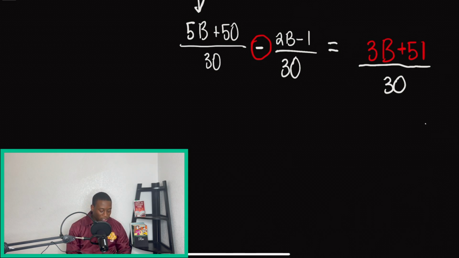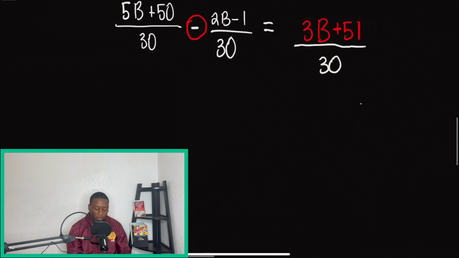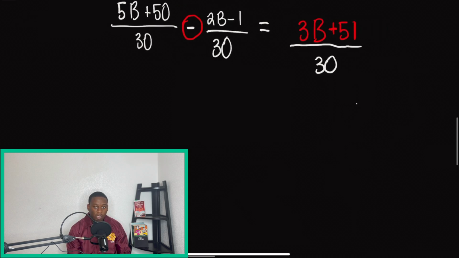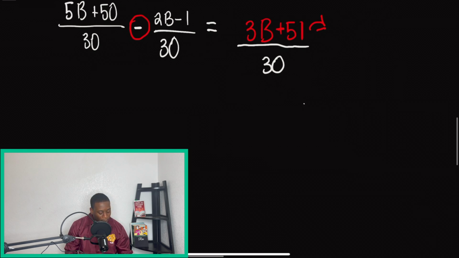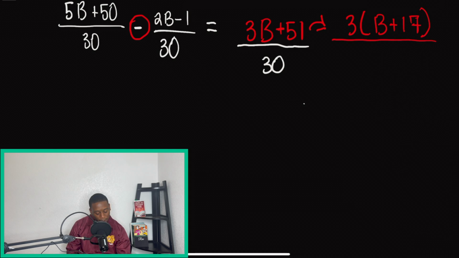All right. So we got the common denominator. We've combined. Mr. Peters, are we done? No, no, no, no, no. We have to check to see if we can simplify. And in this problem, we actually can. So I'm going to start off with my greatest common factor in the numerator. So what that means is I'm going to pull out a 3. And when I pull this 3 out, I'm going to be left with b plus 17 on the inside. And this is all over 30.